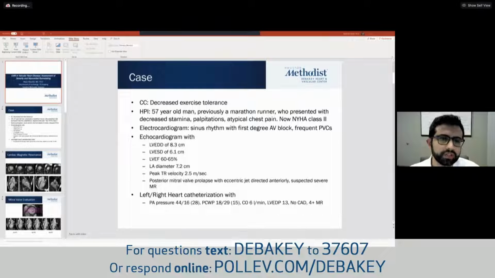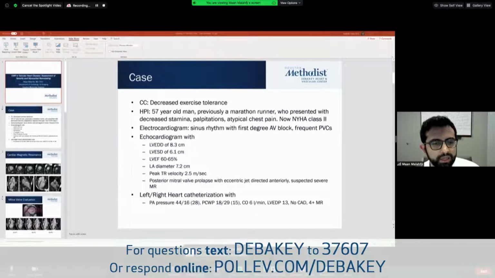His ECG showed sinus rhythm with frequent PVCs. And his echocardiogram at his cardiologist's office in Louisiana showed an end diastolic diameter of 8.3, an end systolic diameter of 6.1, with an LVEF of 60 to 65%. His left atrium was severely dilated, and his peak TR velocity was within normal. There was a note of posterior mitral valve prolapse with a highly eccentric jet that was directed anteriorly, and the echo was suspicious for severe MR.